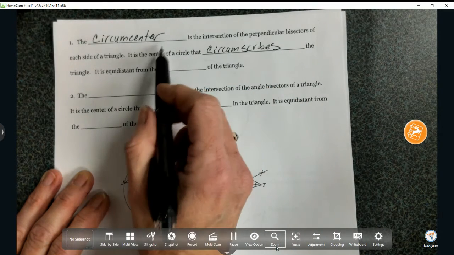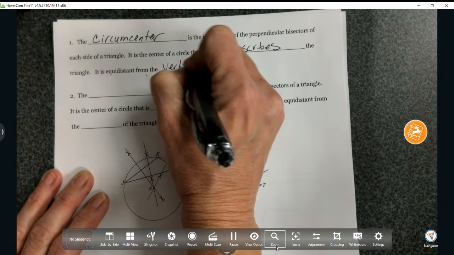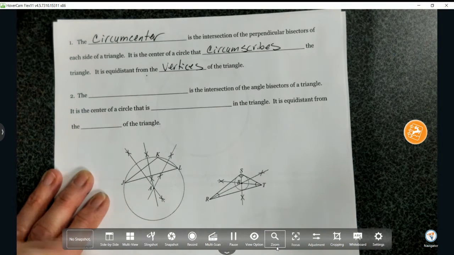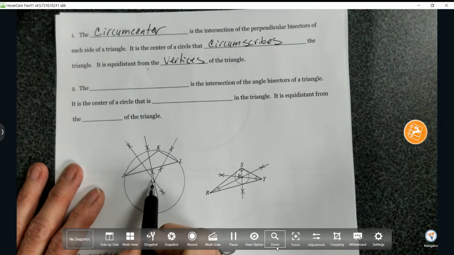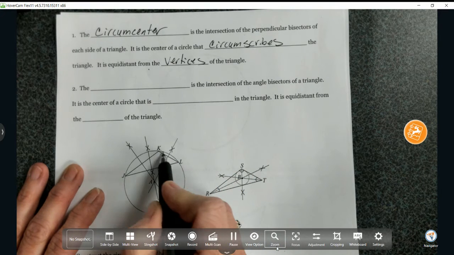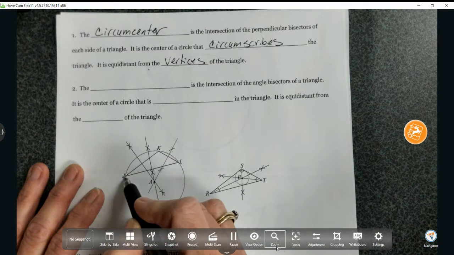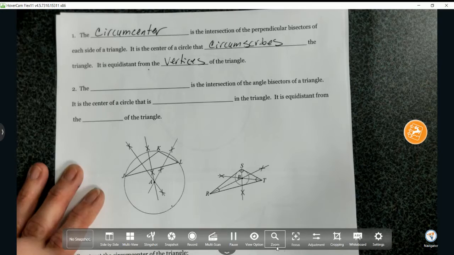The circumcenter is equidistant from the vertices of the triangle. That's this first picture here. This point is the circumcenter because it's the intersection of the three perpendicular bisectors, and you see the circle is all around and it hits all three vertices of the triangle.